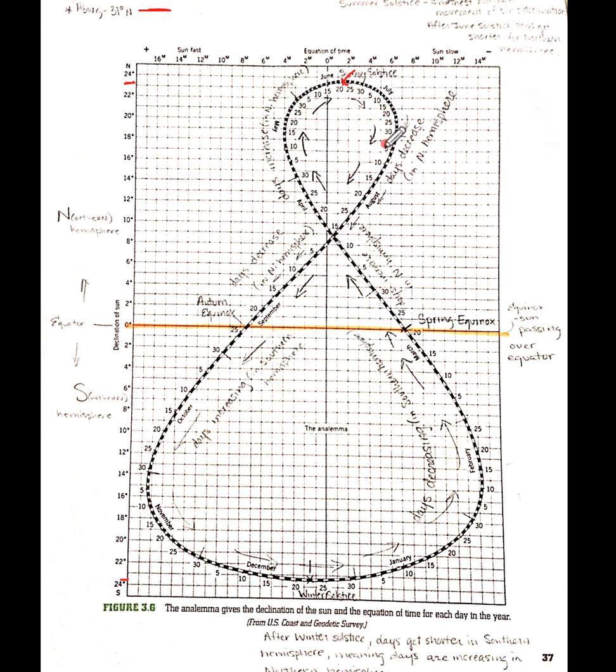So every day the sun moves down, you've got your days decreasing in the northern hemisphere because it's moving further away. It's moving further and further away from the top, and it is going closer towards the southern hemisphere.